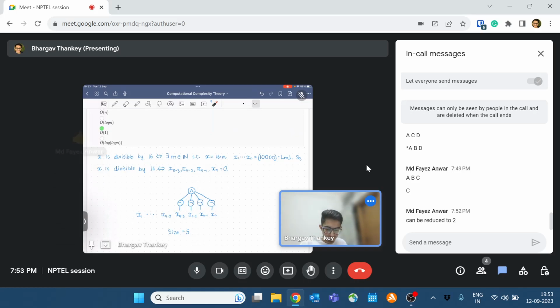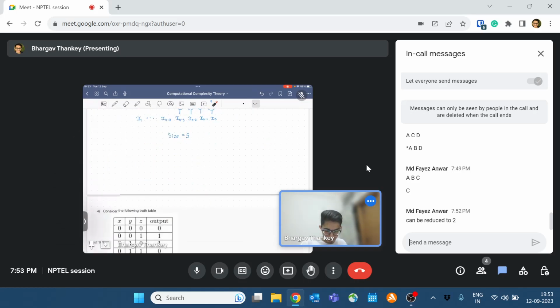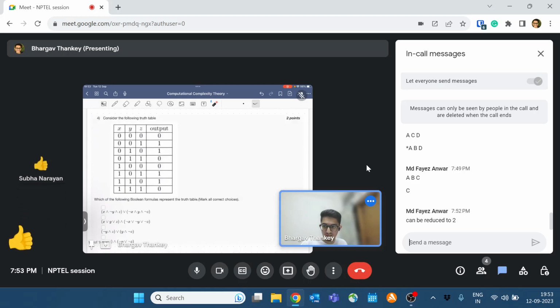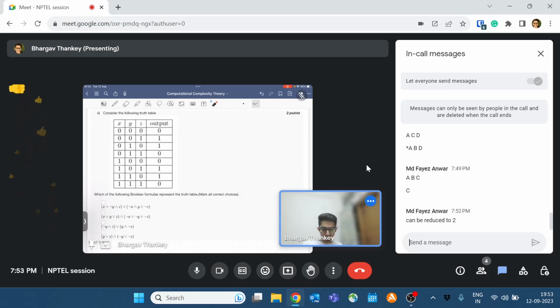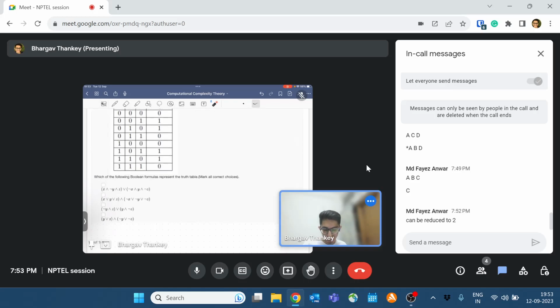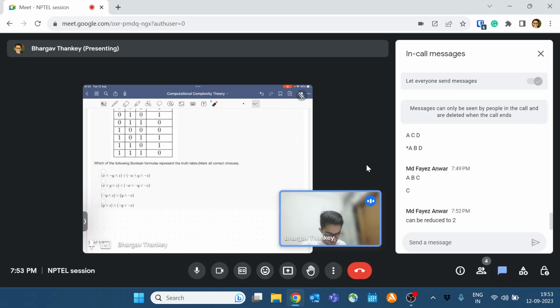Okay, so now let's look at this problem. I think we can solve it in 7 minutes. The problem is we are given this truth table and we are supposed to find all the Boolean formulas that represent this truth table. So this needs to be worked out, so let's work this out.